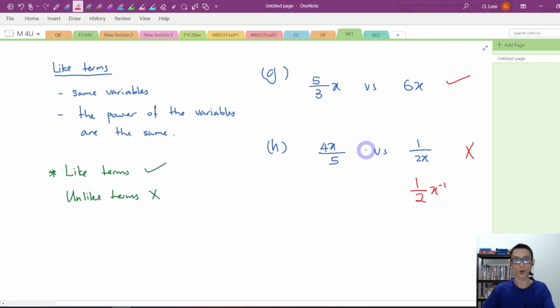Okay, so I think after watching this video, it should be no problem to differentiate whether the two given terms are like terms or unlike terms. So remember, like terms, same variable, and the power of each variable are the same.